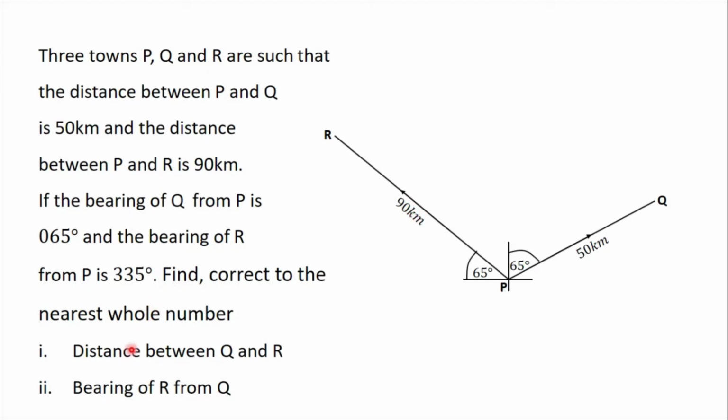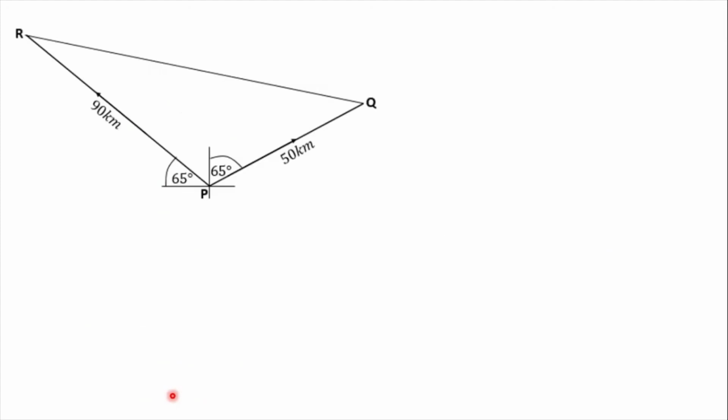Now the question says that we should find the distance between Q and R. So we are looking for this distance between Q and R. That is what we are looking for. So as soon as you finish drawing the diagram, you see that finding the distance between Q and R becomes very easy for us. The next part of the question also says that we should find the bearing of R from Q. So let's take the first part of our question, finding the distance between Q and R.